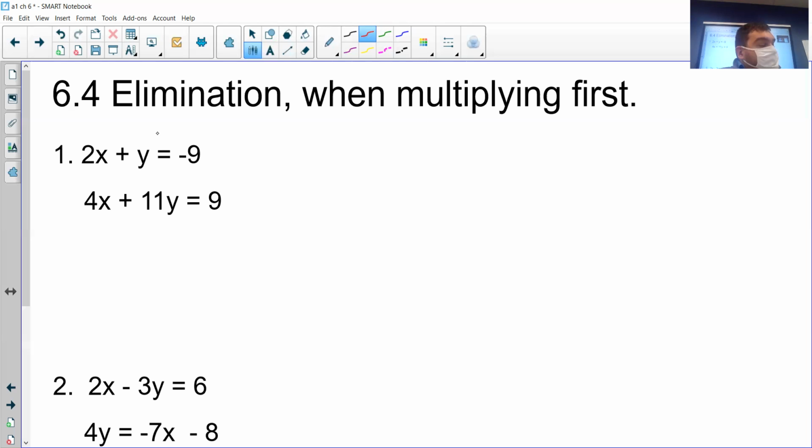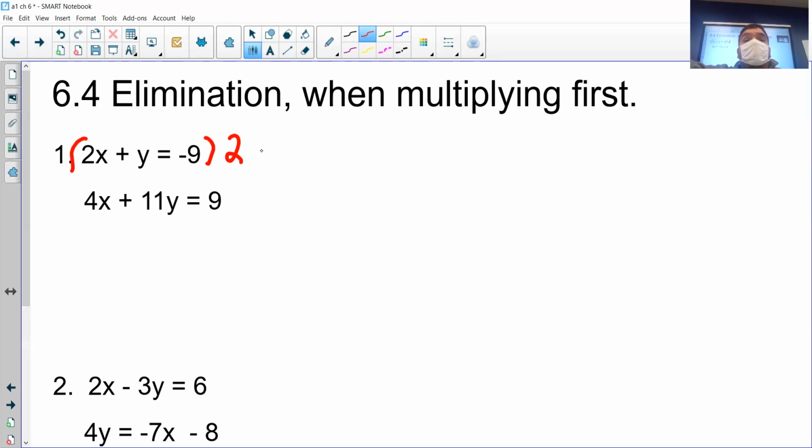Again, this is the chapter of choices. You're making a lot of choices for yourself. 2x and 4x, if I multiply the top by 2, it would match the 4x, because 2 times 2 equals 4. So what I'm going to do is multiply everything here by 2.